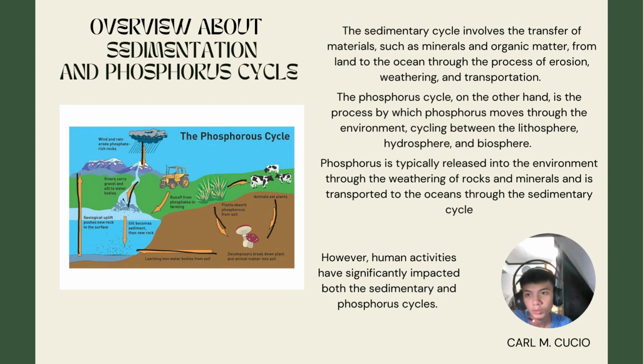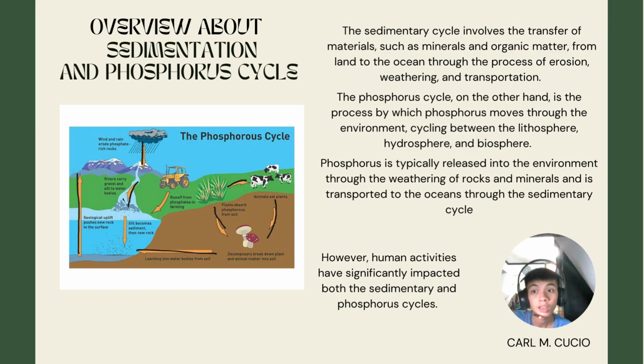In the ocean, phosphorus can become incorporated in the food chain and eventually recycled back to the surface through various biological and physical processes. However, human activities have significantly impacted both the sedimentary and phosphorus cycles.